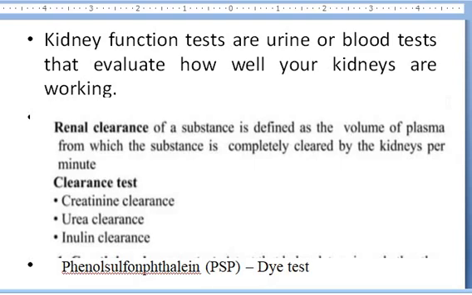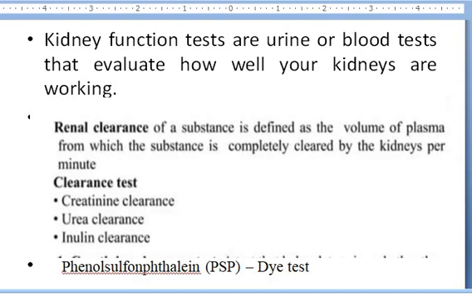What is meant by kidney function test? Kidney function tests are urine or blood tests that evaluate how well the kidneys are working. Here, two samples have to be collected from the person. One is a blood sample and the second one is a urine sample. By finding any one substance in these two samples and placing it in the calculation, we will come to a conclusion whether the person's kidney is working properly or not.